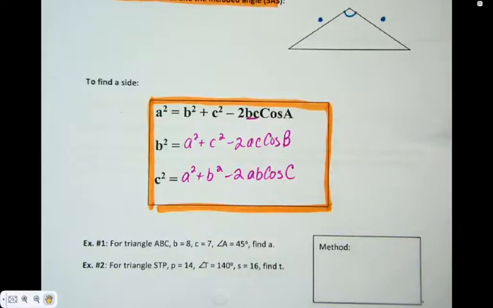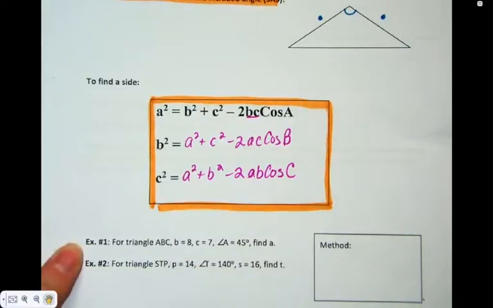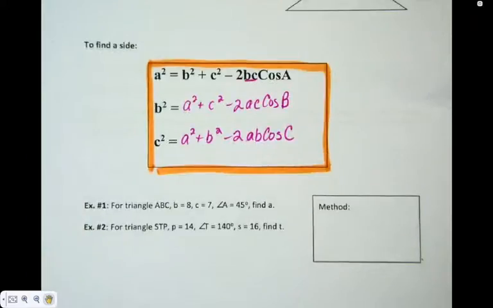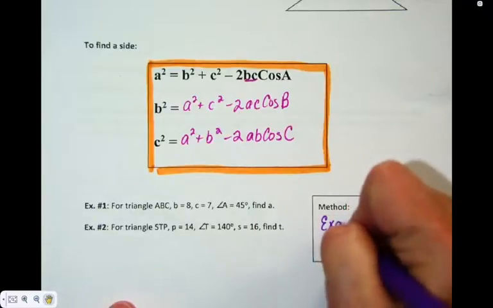So here's a straight up question, which if you were here yesterday or watched the video, you'll notice these look exactly like the questions we did yesterday. So for triangle ABC, b is 8, c is 7, angle A is 45, find a. Method box, exactly the same as sine law.